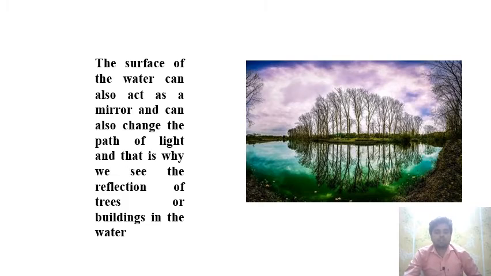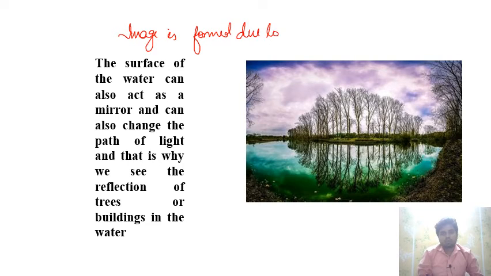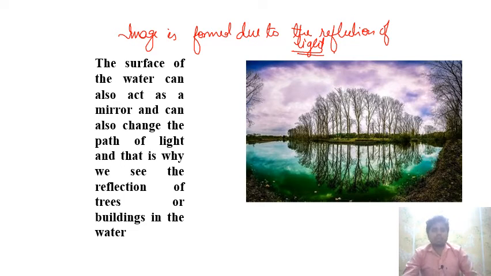Now, students, see, the surface of water can also act as a mirror and change the path of light, and that is why we can see the reflection of trees or buildings in the water. So actually the image is formed. The conclusion is that the image is formed due to the reflection of light, and that is why we are studying the reflection of light.